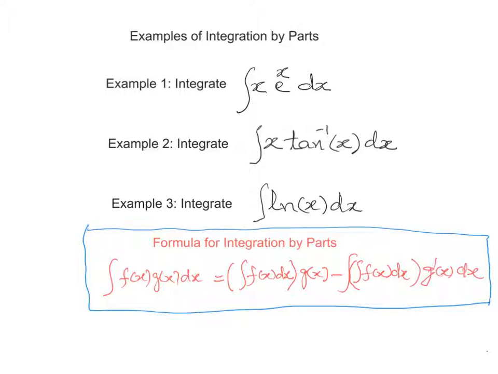In this video, we consider three examples of integration by parts. In the first example, both functions can be integrated. In the second example, only one of the functions can be integrated. And in the third example, there's only one function and it cannot be integrated. Let's take the first example.